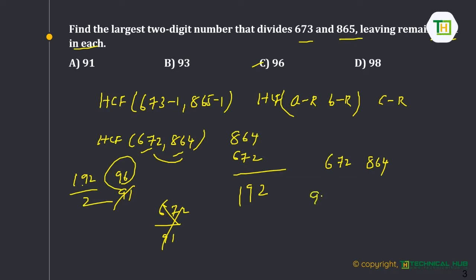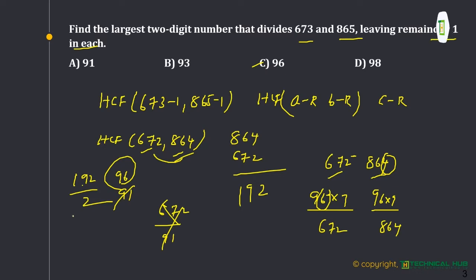So let's check it. How many times is it possible? Here the unit digit is 2, here the unit digit is 6. So what number multiplied by 6 gives the unit digit 2? I think 7 times. So 96 into 7, you will get 672. Similarly, here the unit digit is 4 and here the unit digit is 6. What number multiplied by 6 gives the unit digit 4? I think 9 times is possible. So 96 into 9, you will get 864. So 96 divides these two numbers, so the HCF of these two numbers is 96.